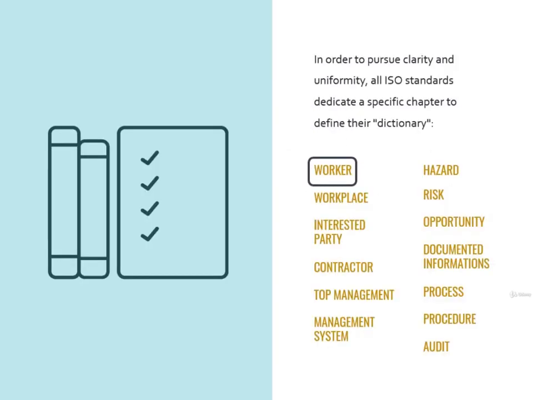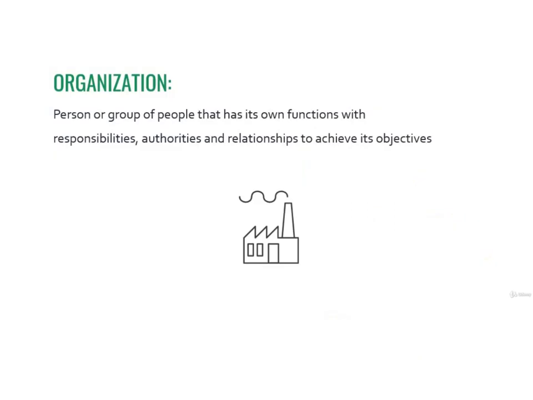Some other definitions are way more simple, and their definition may seem pretty obvious. For example, let's see organization. Organization is defined as a person or group of people that has its own functions with responsibilities, authorities, and relationships to achieve its objectives. This definition is broad too. It was made to include not just factories, but also companies that provide services.